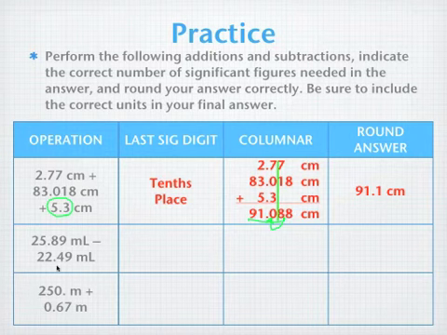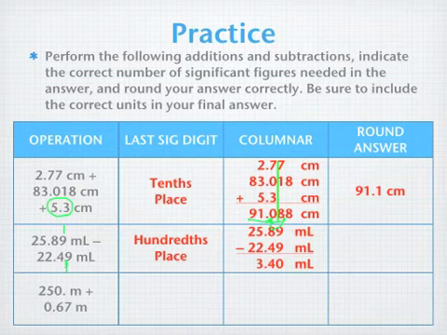In the second example, we have the hundredths place for both of our numbers. We put the columnar form together. Let's put that line there. Now that line is going to show us that when we subtract, that 0 at the end is going to be significant. There's no rounding, so 3.40 milliliters is our answer.